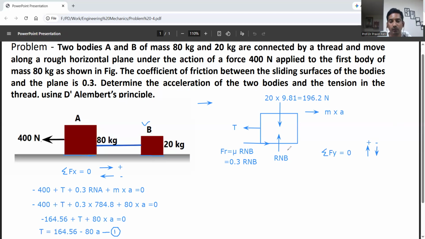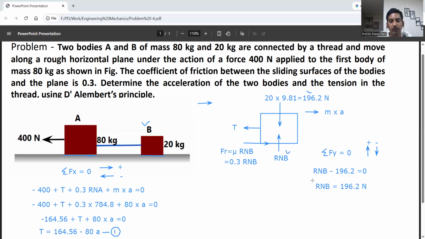Which are the forces in the y direction? RnB is upward and 196.2 is downward. So RnB is upward, it is positive. Then minus 196.2 is downward, so that's why it is minus. So RnB is equal to 196.2 Newton. That is RnB.